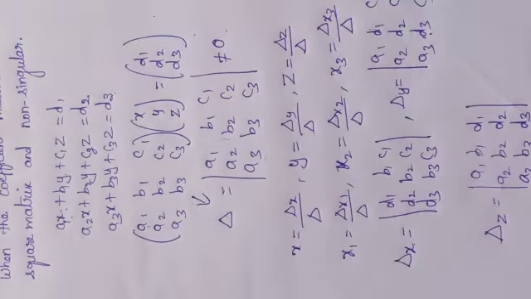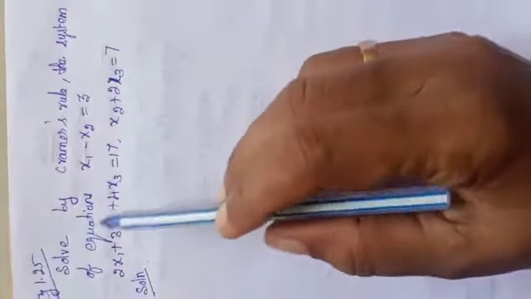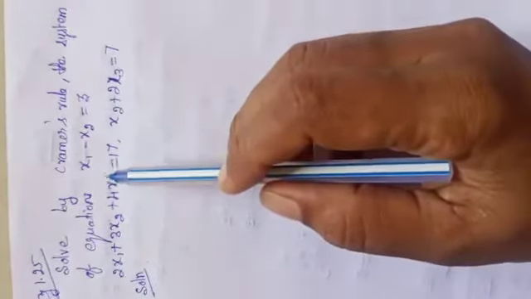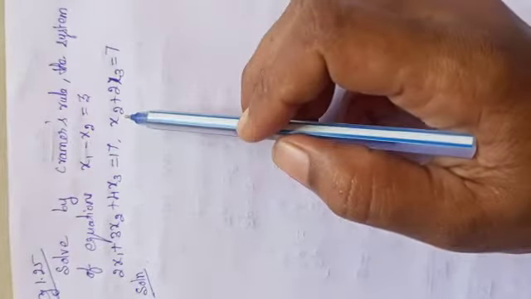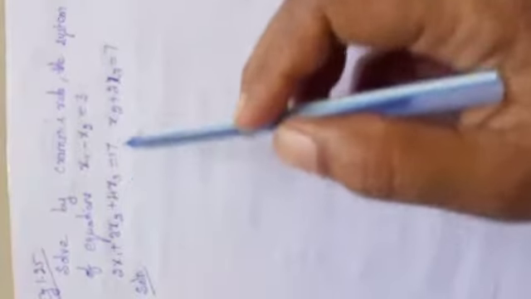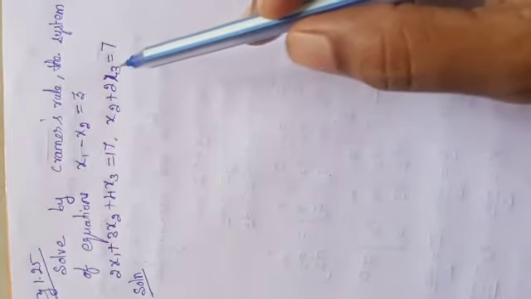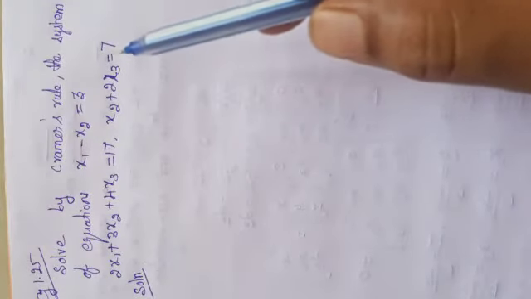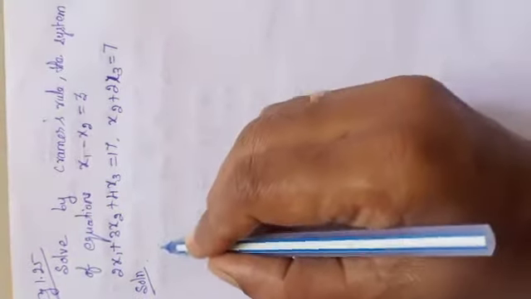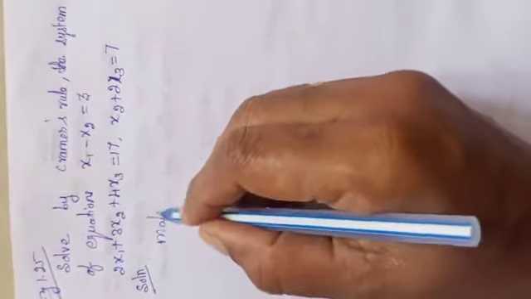Okay, now shall we move to the problems? Example 1.25: solve by Cramer's rule the system of equations. Three equations are given, with x1, x2, x3, so it is understood it's with three variables. First we have to write the given system in matrix form.